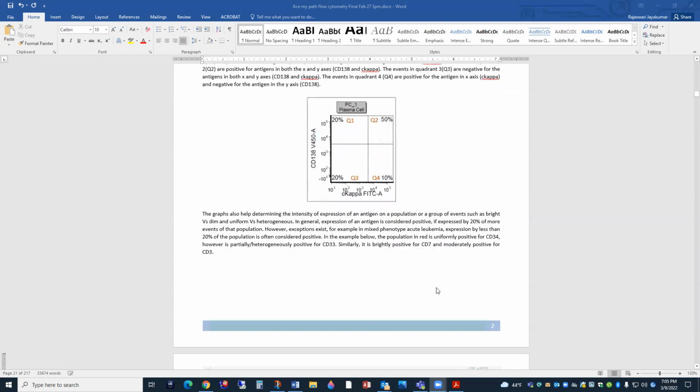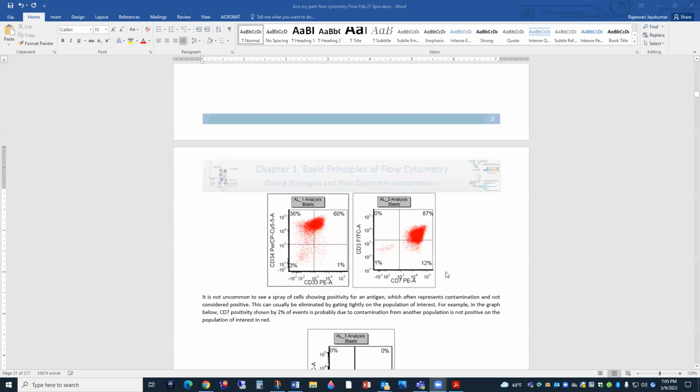Now, when we talk about the expression of an antigen, we use words like bright expression, moderate expression, it is uniform, or it is partial. So now let's see what that means. This is another dot plot with quadrants, and we have CD33 on the x-axis and CD34 on the y-axis, and whatever you see next to the antigen is the fluorochrome that is used. For example, here CD33 is tagged to PE, and CD34 is tagged to PerCP-Cy5.5.